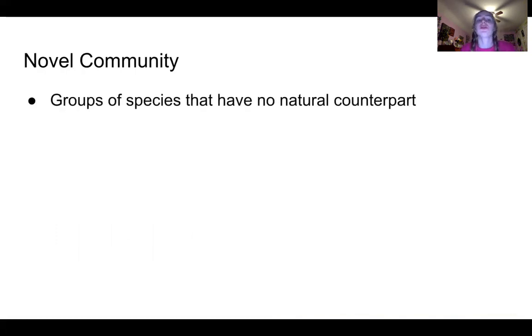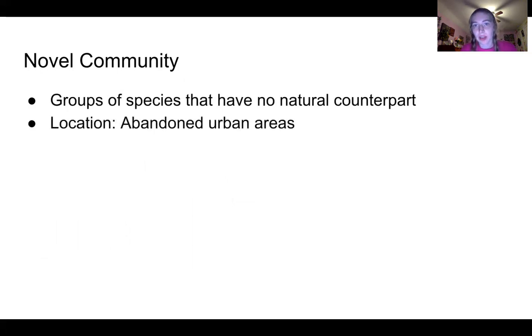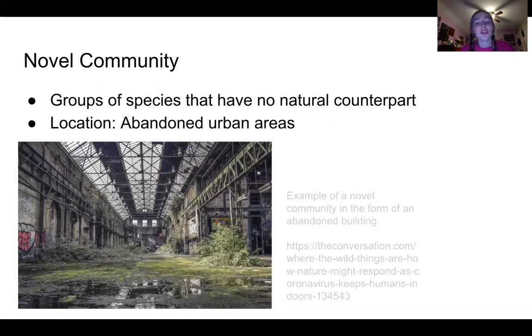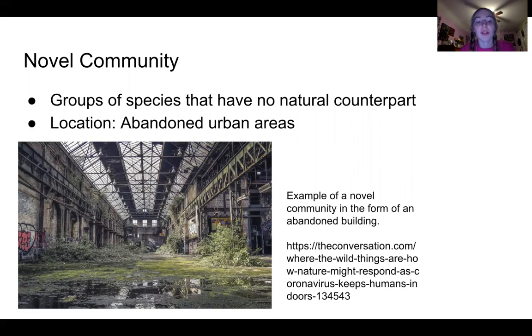Novel community is groups of species that have no natural counterpart, and we typically see them pop up in abandoned urban areas, whether this is buildings, like in this image here, where you can see that this plant community has grown there. It could be in parking lots. It could be really in anything that has been abandoned and plant species have started to grow there.